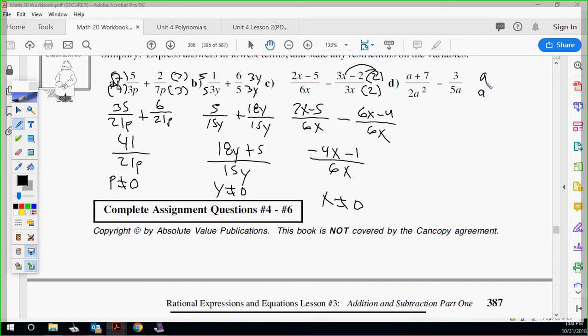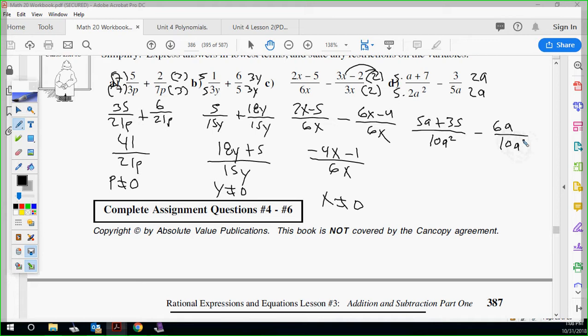And then we'll just go ahead and go by 2a. Then what do you times this one by? Just 5. Good. Okay, so my common denominator for this one's 10a squared. Okay, so top left, 5a plus 35 over 10a squared. On the right here, minus 6a over 10a squared.